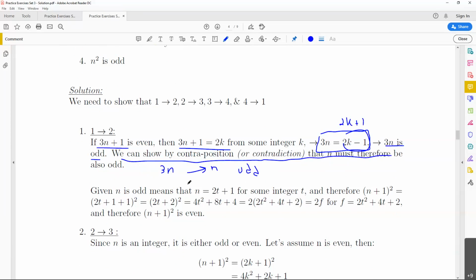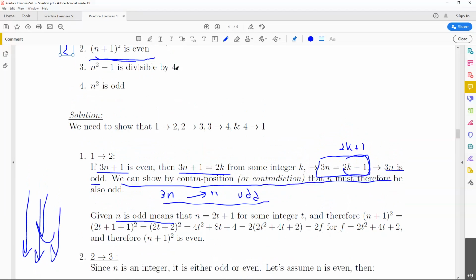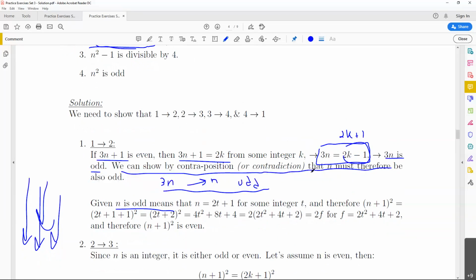For now, you just take this as given, because later, in an exercise way down, we'll prove that if 3n is odd, then n is odd. So since n is odd, remember what we're trying to prove is that n plus 1 squared is even. So simply now you can plug in n. N plus 1 squared, 2t plus 1 squared, and so on, you get eventually 2 times something. That's the whole idea, 2 times something, so this is done. 1 implies 2.